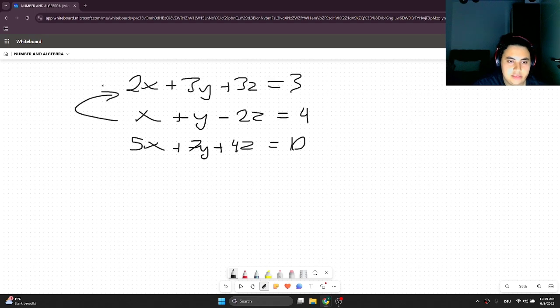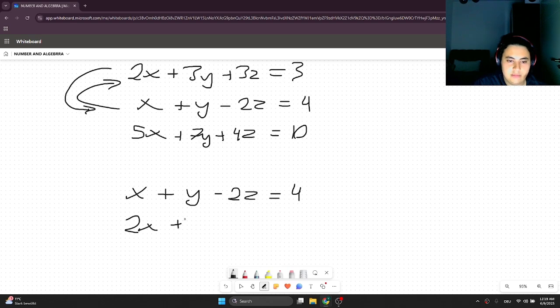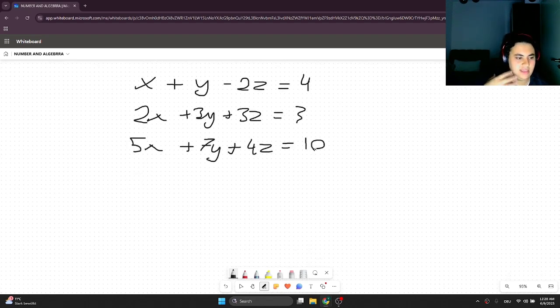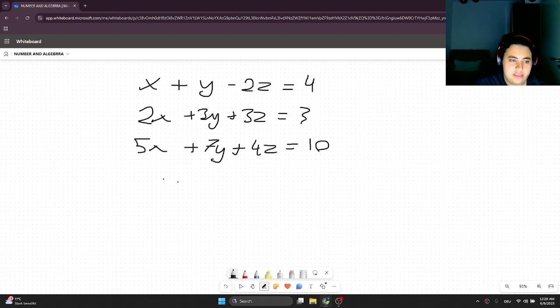So again, I'm going to switch these around because it's just nicer on the system of equations. So it's going to be x plus y minus 2z is going to equal 4. Then our second one is 2x plus 3y plus 3z is going to equal 3. And then we have 5x plus 7y plus 4z is equal to 10. By the way, I sometimes say things out loud incorrectly, but I focus on what I'm writing down, because sometimes I just mess up what I'm saying. Sorry about that. So this is our system of equations.